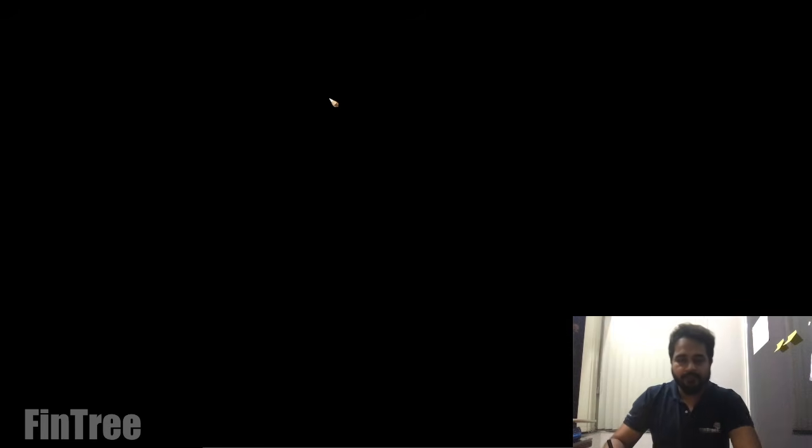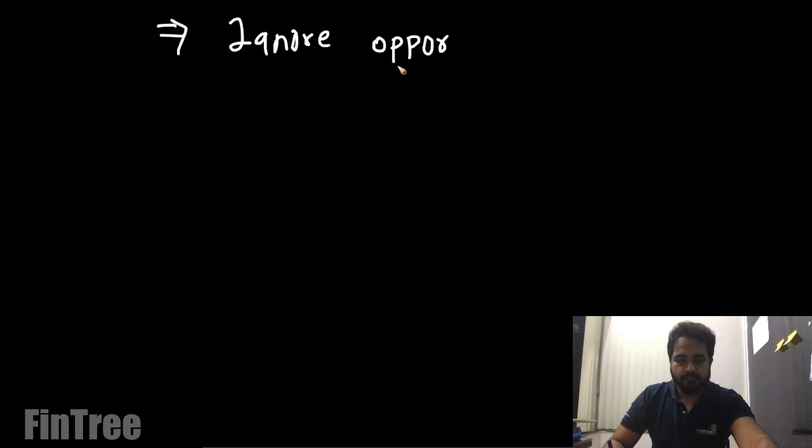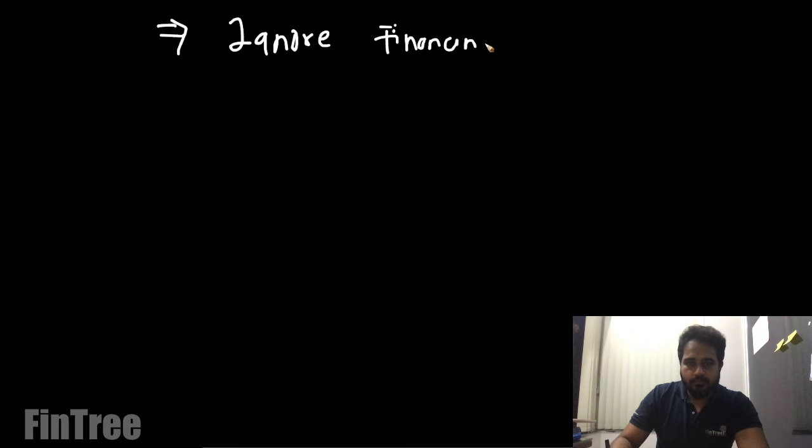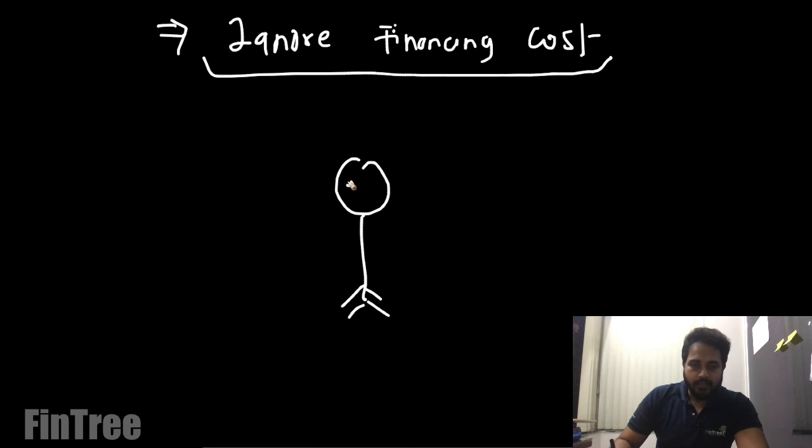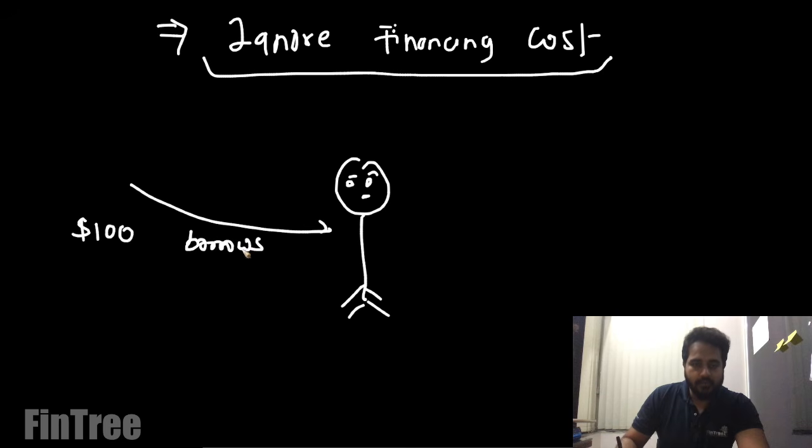I'll show you why. I'm going to give this a heading: ignore financing cost. Now, what does it mean? So the example that I built for you a couple of days ago in the basic session, I'll do that again. We have an individual. What this individual does is he borrows, let's say, $100 at the rate of 10%.